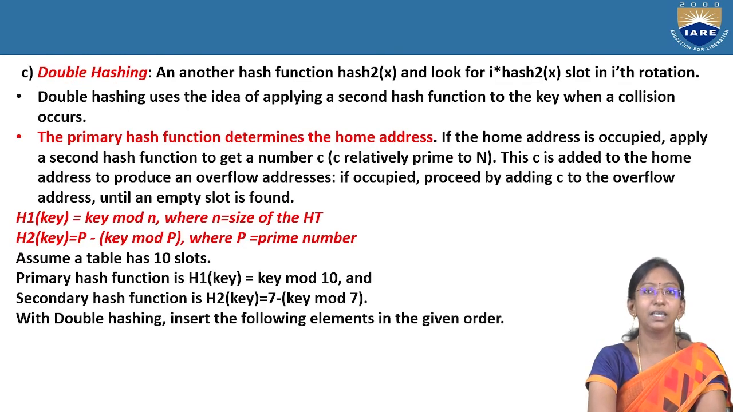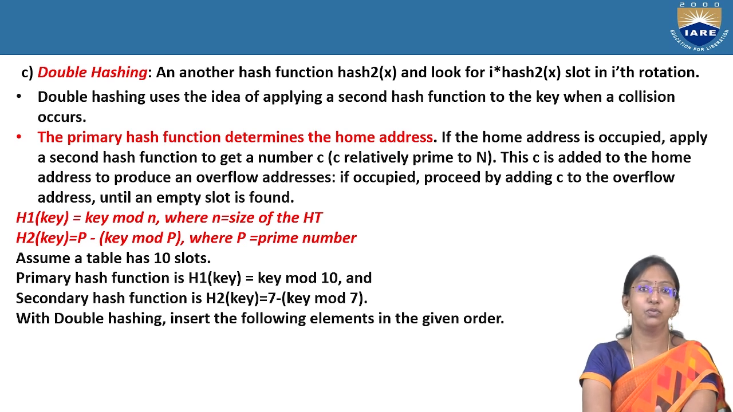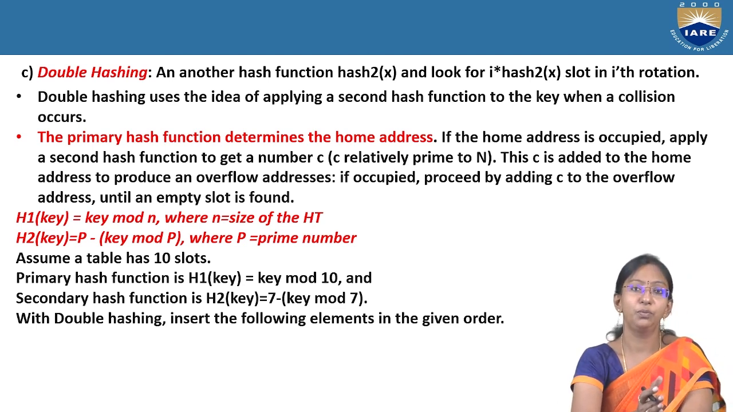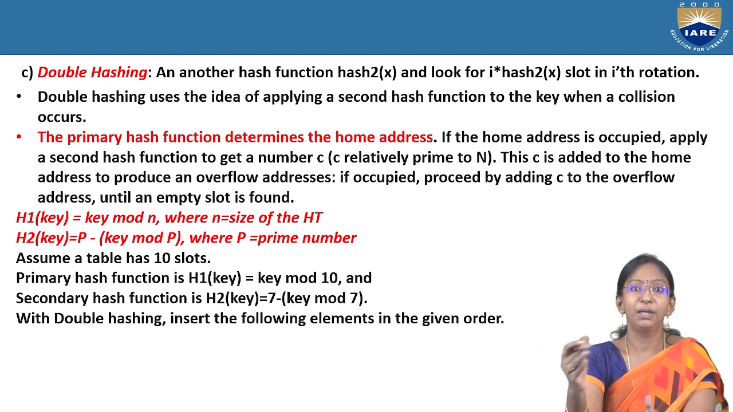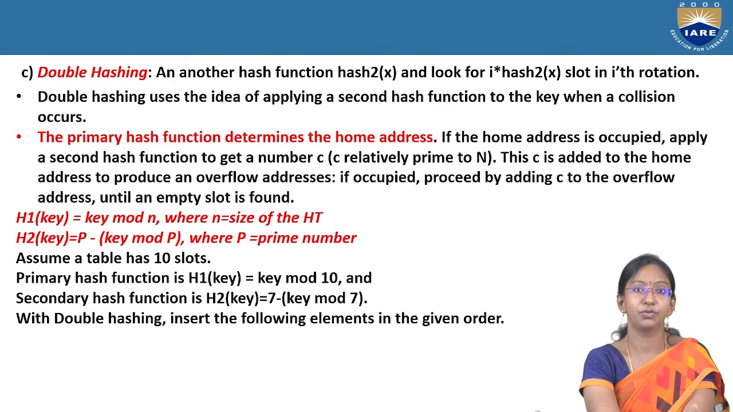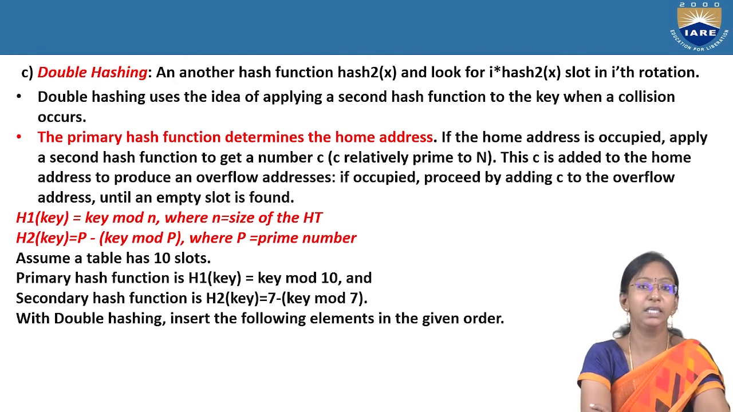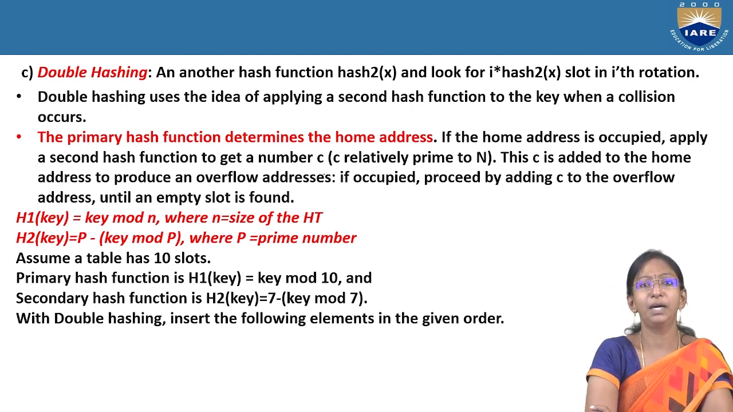That is, if you get a clash with the primary hash function, go to the second function. These are two different functions I'm going to use over here. In quadratic probing with the same hash function, I was changing the variable values, right? But here I'll take two different functions. If with the primary function there is a collision, I'll go to the secondary function, that is the second hash function. So here I have taken key mod n, and the second one is p minus key mod p, where p is a prime number.